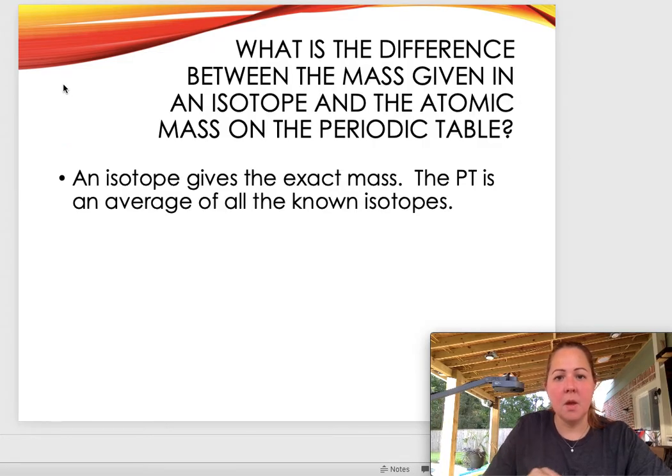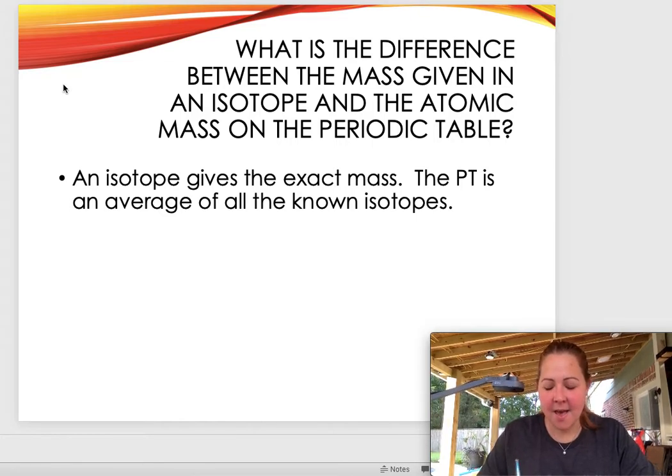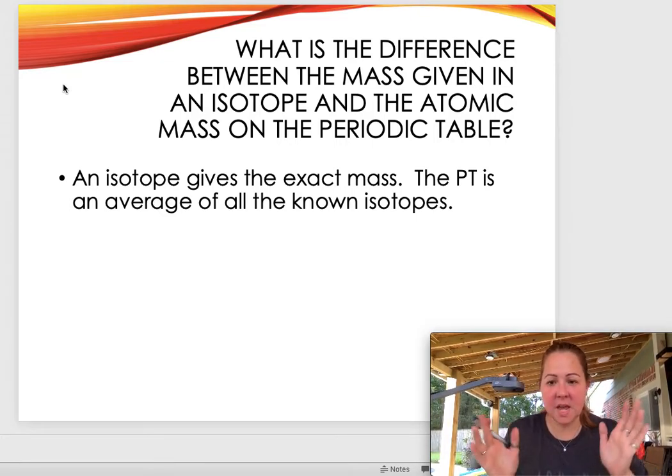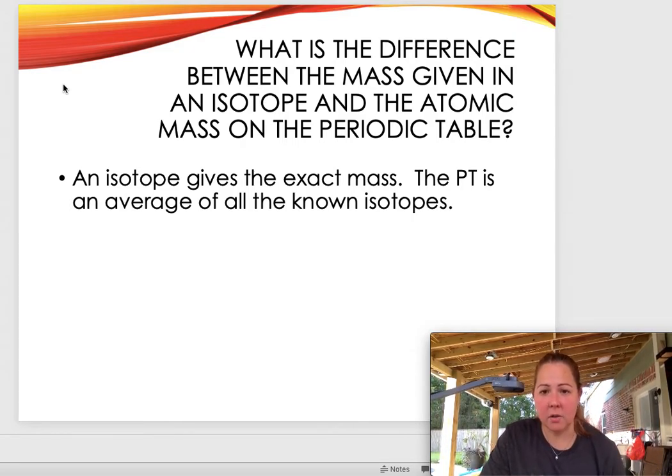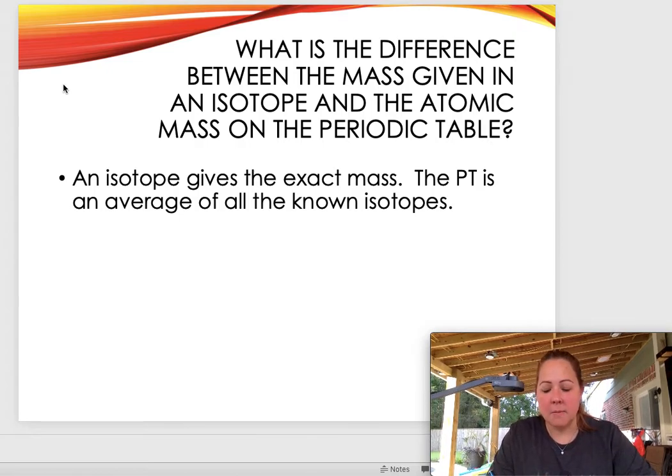So when we're looking at the periodic table, it's going to give you a mass, or not the mass number, sorry, the average atomic mass. And that average atomic mass is just taking all the known isotopes of that element and averaging them together. We're going to figure out how to calculate that in the next video. So the numbers that are given on the periodic table are just averages of all the known isotopes.